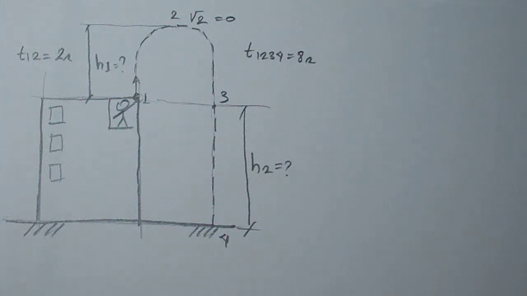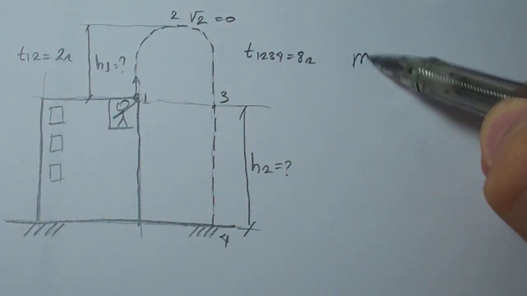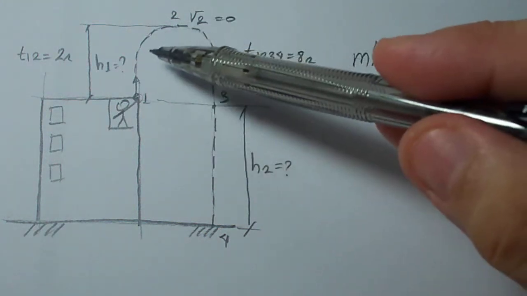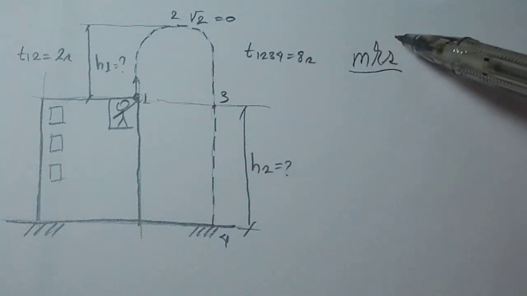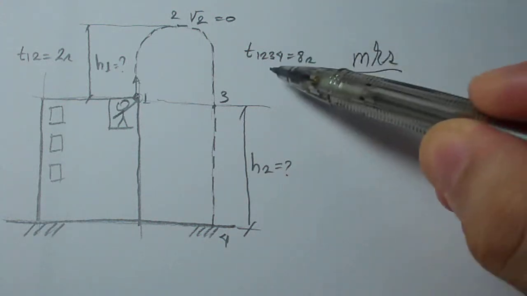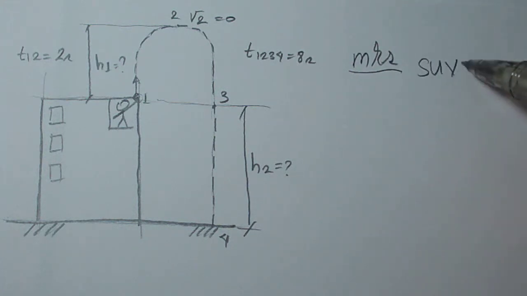So if we continue with the problem, take note that it is important to make sure that all of the units in each of the quantities here should be in MKS, otherwise known as meter, kilogram, and second. The reason is if it is not in MKS and you're going to make use of the SUVAT equations, which I'm going to explain later on, it will be inconsistent and you'll end up with a wrong answer.